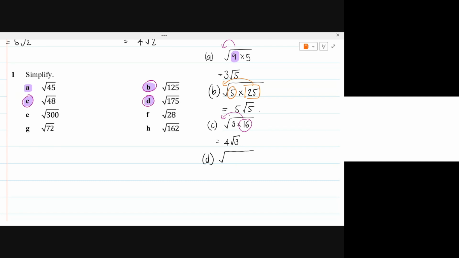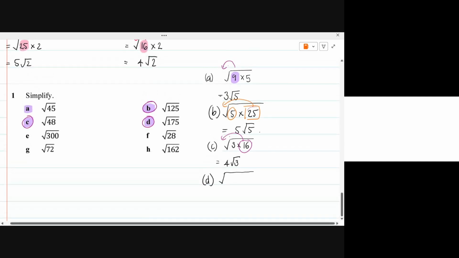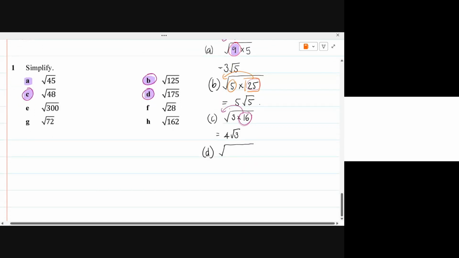If you look at my answers above, that's 25 there. 25 is a perfect square, so it comes out. This is 16. That's a perfect square that comes out. Over here, we've got 9, perfect square that goes out. So we always need to have a perfect square somewhere. So 175 is the same as 7 times 25. There's my perfect square. So 25 will come out, and my third will be root 7. So my answer will be the square root of 25 is 5, so 5 root 7.